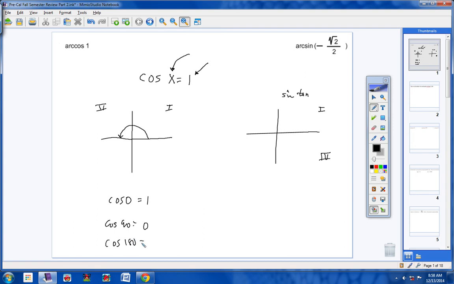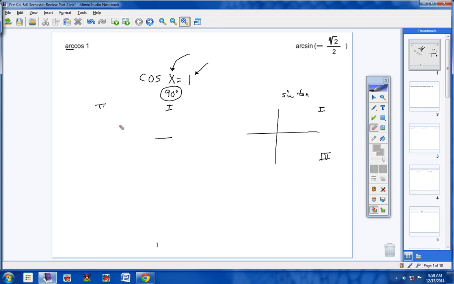Okay? So, listen to me students, there's more than one angle that works for this equation. Did you hear me? There's more than one angle. However, since your original problem was an arc problem, then we know that we're restricted to these two quadrants here. So your answer is 90. Okay? Cosine of 90 equals 1. Let's move on to problem number 2.